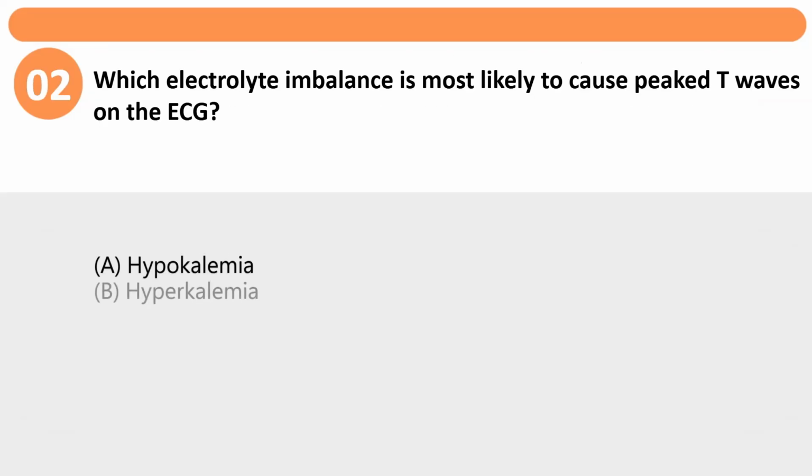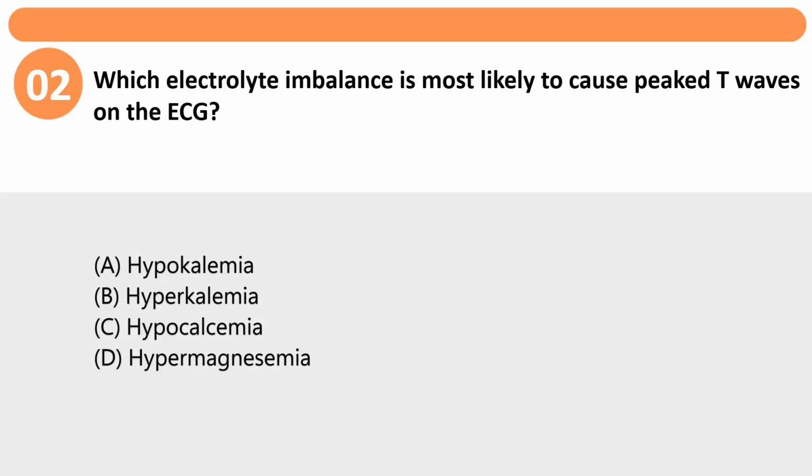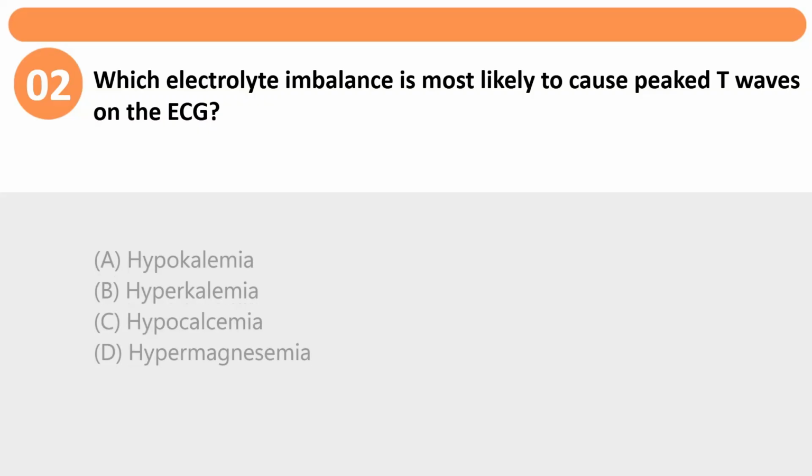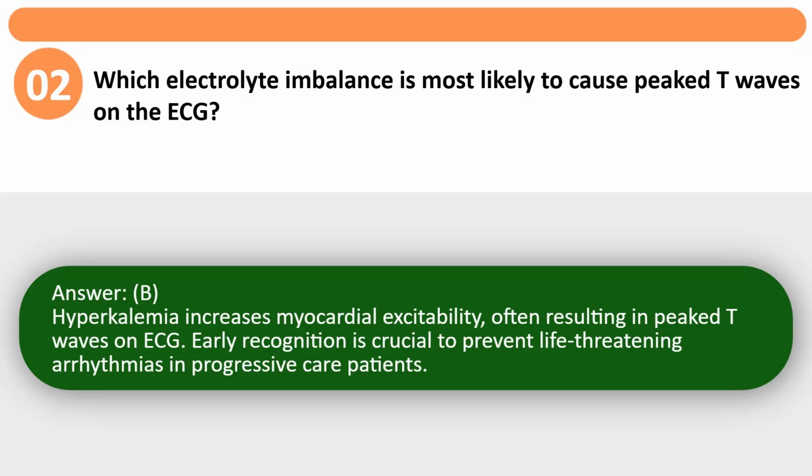Which electrolyte imbalance is most likely to cause peaked T waves on the ECG? A. Hypokalemia. B. Hyperkalemia. C. Hypocalcemia. D. Hypermagnesemia. Answer, B. Hyperkalemia increases myocardial excitability, often resulting in peaked T waves on ECG. Early recognition is crucial to prevent life-threatening arrhythmias in progressive care patients.